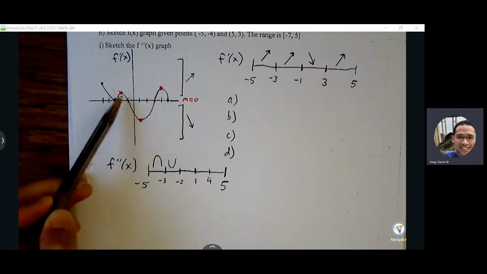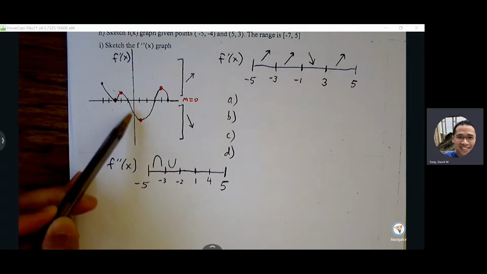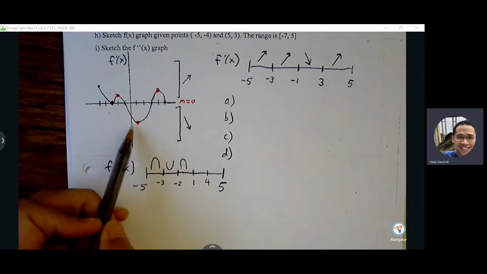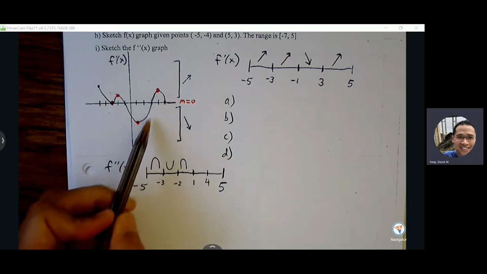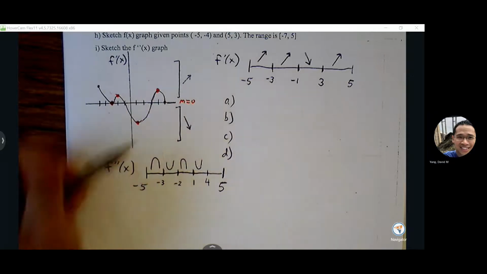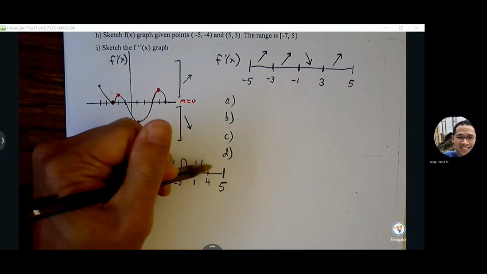Negative slope corresponds with concave down. Positive slope, concave up. The negative slope, concave down.